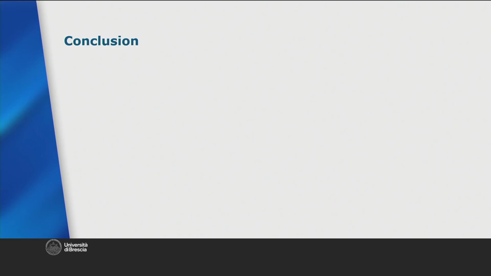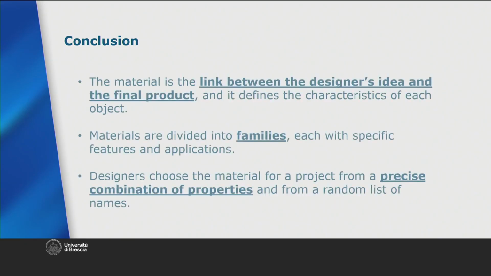In this lesson, we learned that materials are the link between the project designer's idea and the actual object, and they determine a product's characteristics, its appearance, how it works, how long it lasts, and how sustainable it is. Materials are divided into families, each with specific characteristics and particular uses. When a designer chooses a material, they're not just picking a name, but a precise combination of properties: general, mechanical, thermal, electrical, optical, and so on. To make a good choice, it's important to know the families of materials and start seeing them as multidimensional systems, each different from the other precisely because of the set of properties they offer.